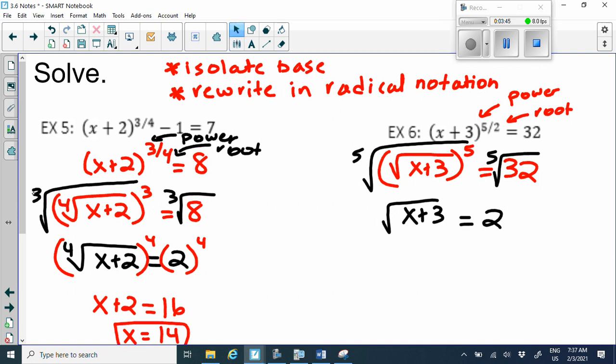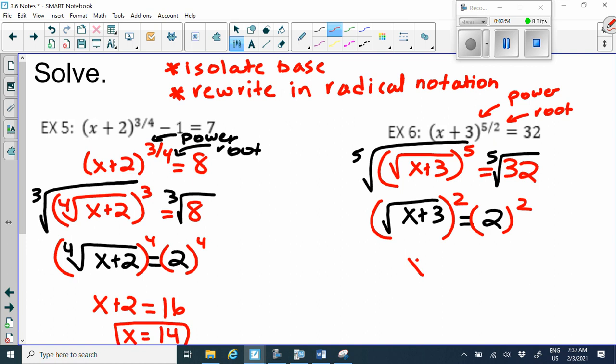Now, I need to get rid of that square, so the inverse or opposite, we have a square root, so the opposite would be a squared. So now I'm left with x plus 3 equals 4. I subtract 3 to the other side, so I get x equals 1.